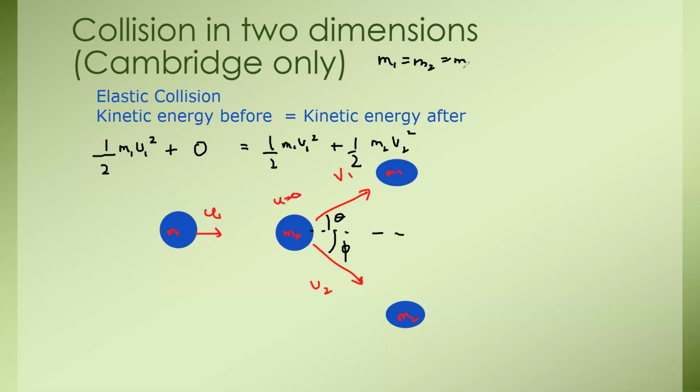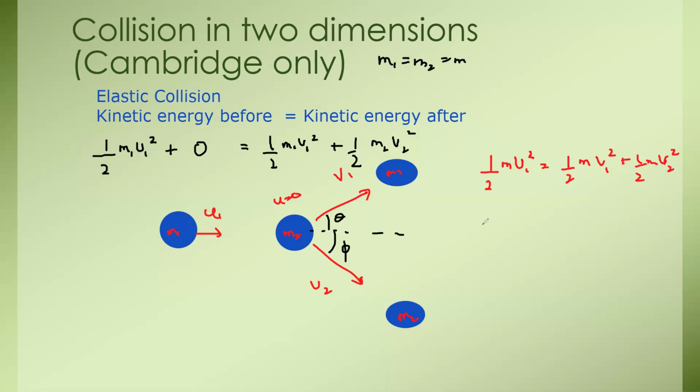So if I simplify this equation, m1 and m2 are the same masses. So I can say half m u1 square is equal to half m v1 square plus half m v2 square. As you can see here, I just substitute m1, m2 as m.